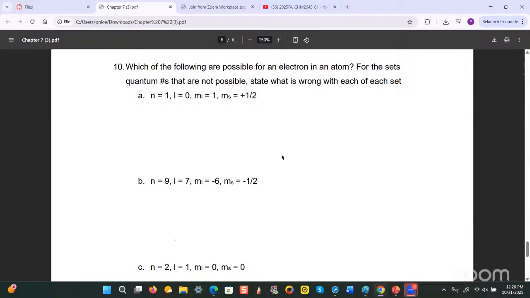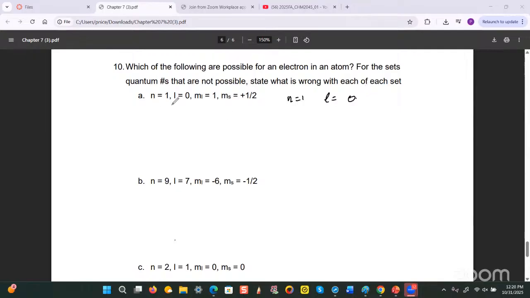The first one says n is equal to 1, L is equal to 0, ML is equal to 1, and MS is equal to plus half, right? Now, if we start from n equal to 1, then the possible values of L would be what? If you remember from the rules, you may feel free to look at the rules that I covered.